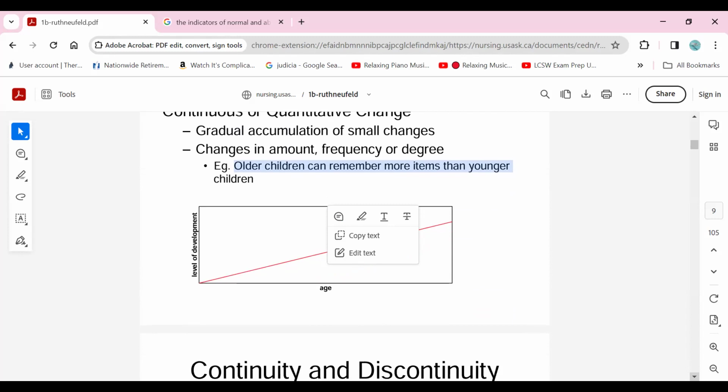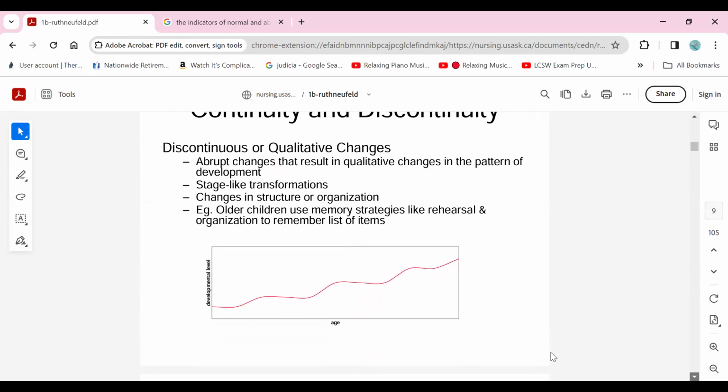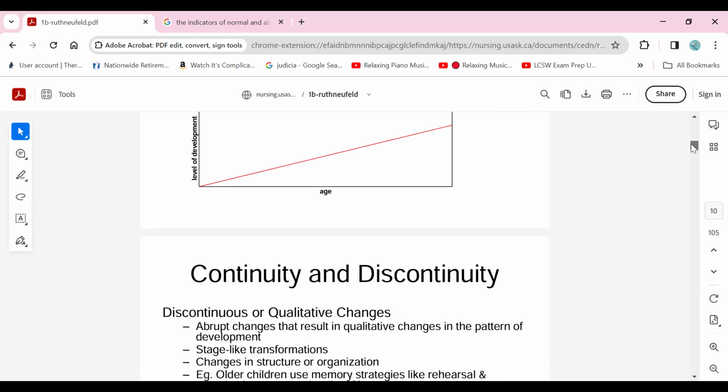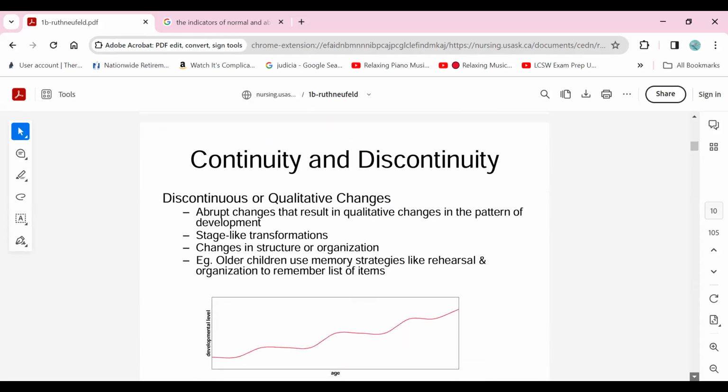So, interesting graph, continuity and discontinuity. Discontinuous or qualitative changes: abrupt changes that result in qualitative changes in the pattern of development. Stage-like transformation, changes in structure or organization. Older children use memory strategies like rehearsal and organization to remember lists of items. The developmental level, and here is the age, like this, and here developmental level, and here is level of development. Interesting. So level of development, and here developmental level.